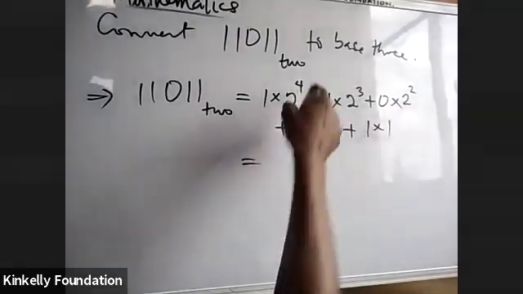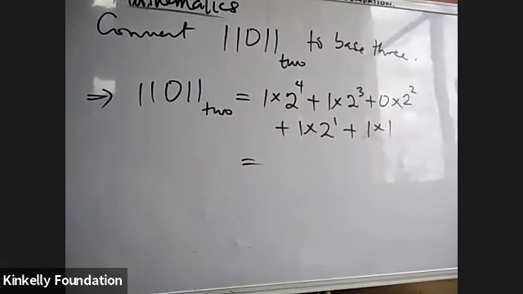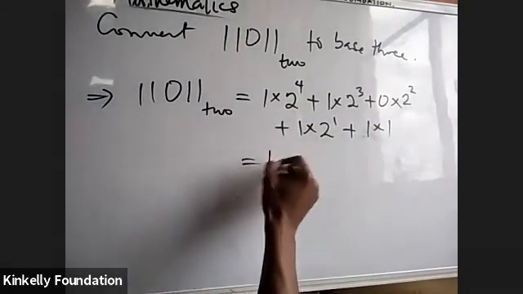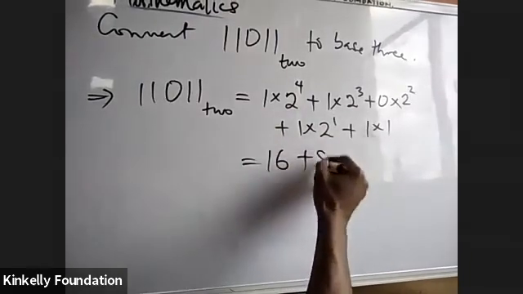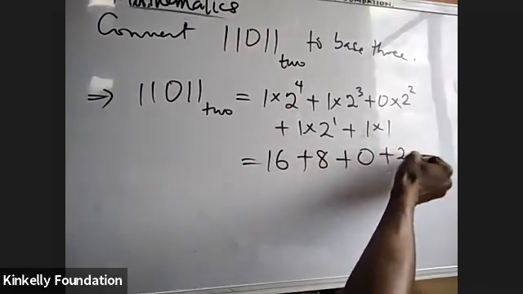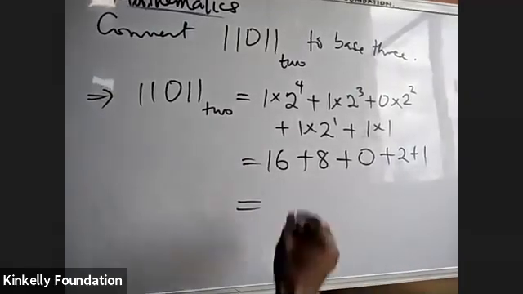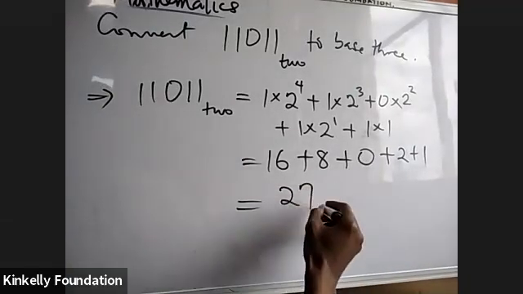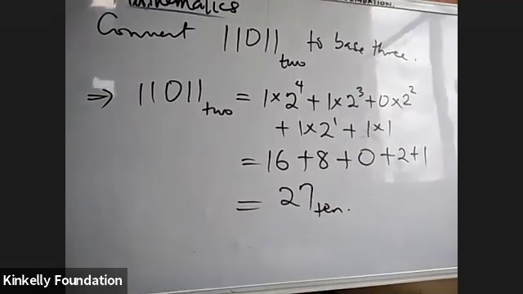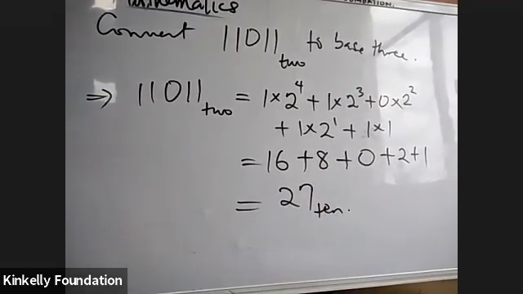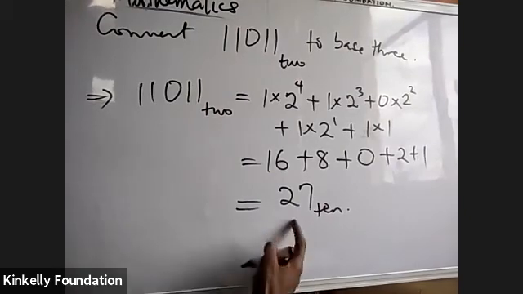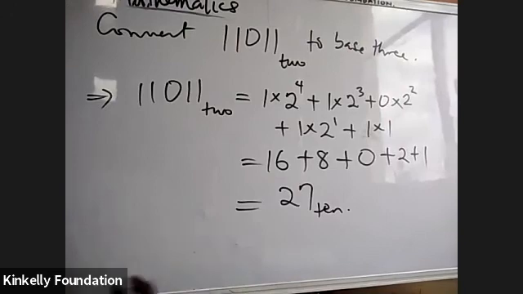Now 2 raised to the power 4 is equal to 16. 16 times 1 is 16, plus 8, plus 0, plus 2, plus 1. This is 24 plus 3, 27 base 10. So you have gotten base 10, that's 27 base 10. Now you are going to convert this 27 base 10 to base 3 by dividing continuously.